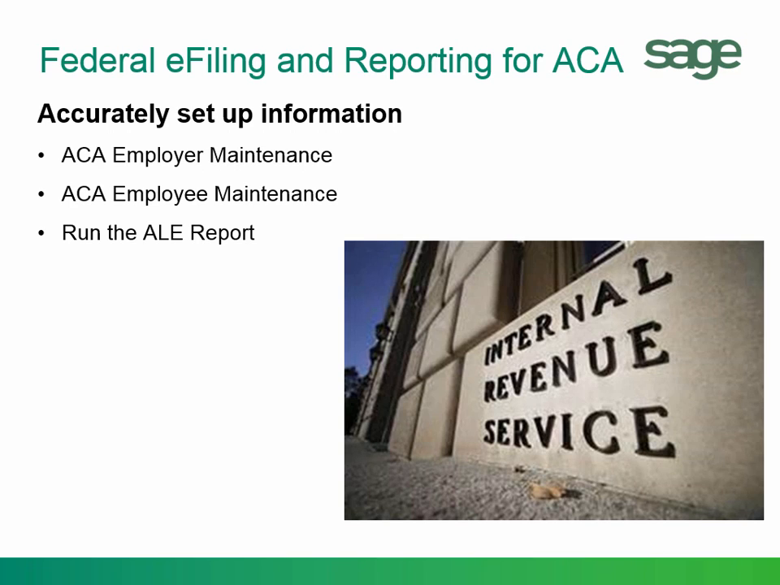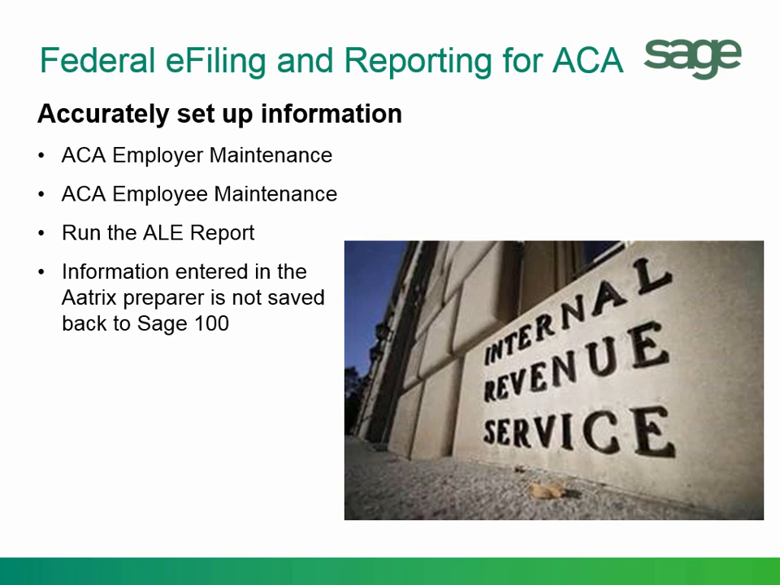Please be sure to consult with your tax advisor when preparing the ACA information. Once you are in the Atrix e-filing preparer, you can make changes, but that information will not be written back into Sage 100. It's best to make the changes in Sage 100 if possible. If you do make changes in the preparer, you can go back later and make the same changes in Sage 100.